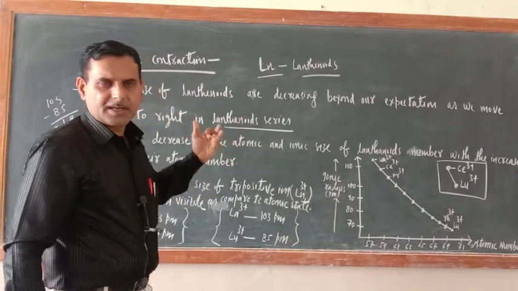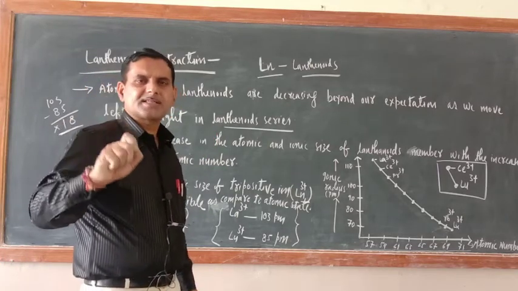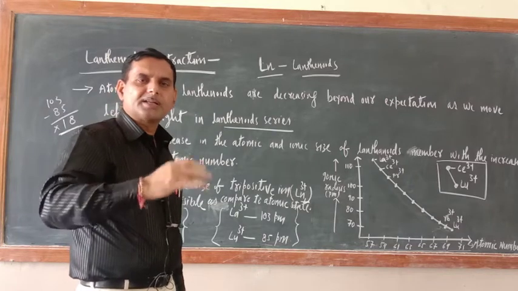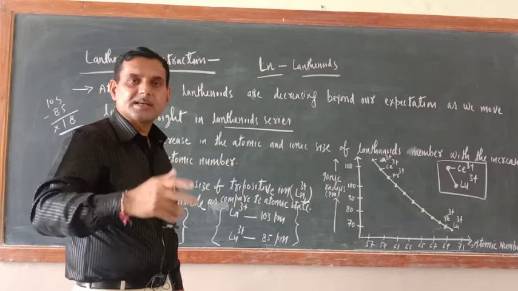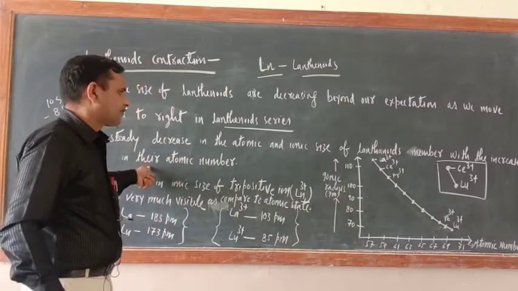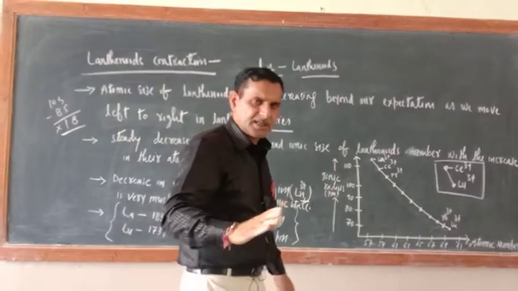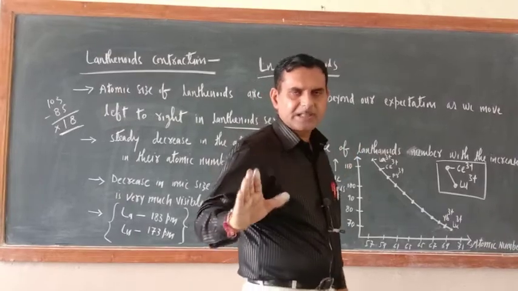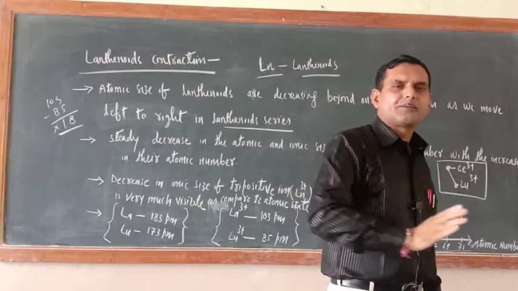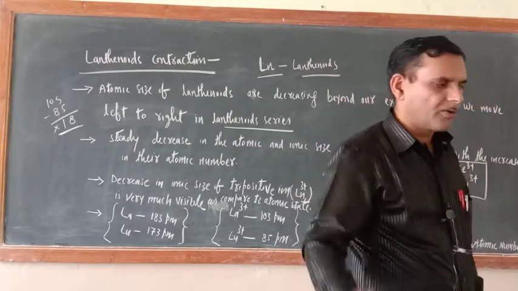So ultimately what is the conclusion of lanthanide contraction? Decrease in the atomic and ionic size of lanthanide members as we move left to right in the lanthanide series with increase in their atomic number. Okay, this is only lanthanide contraction. Now the question arises here, why is there a lanthanide contraction? Why is there a decrease in atomic and ionic size as we move left to right in the lanthanide series? So, causes of lanthanide contraction.